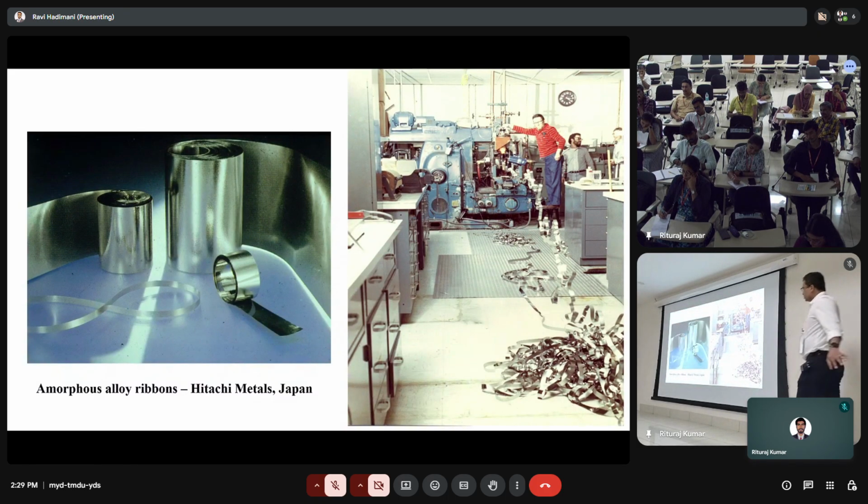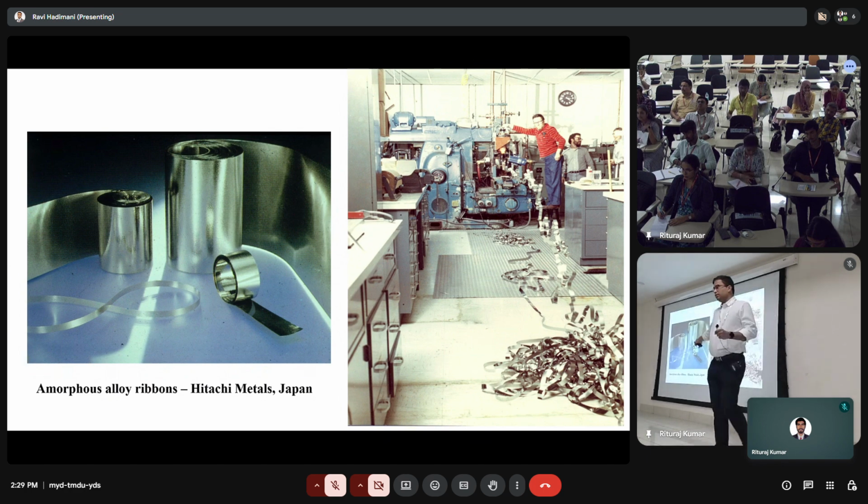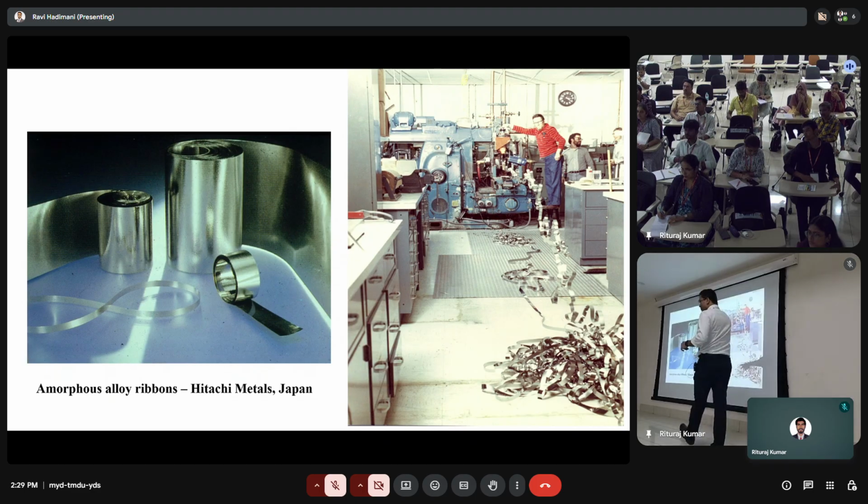When you get the ribbons out of this molten process, this is how they look. This is still metallic in appearance. It's shiny, and it is strong, but it's amorphous in nature, and it's not crystalline. So if you take it to XRD, what do you see? If you take an XRD measurement on this, what do you see? Any answers?